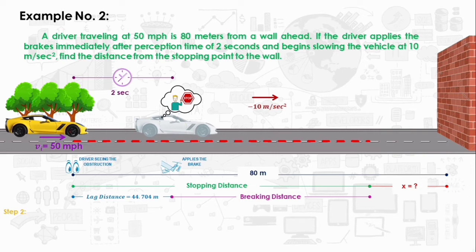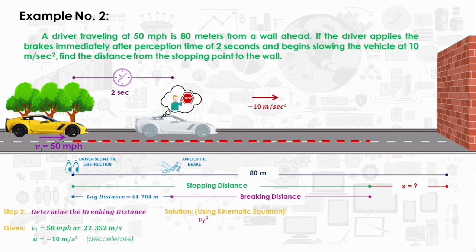After obtaining the lag distance, we have to determine the braking distance given the initial velocity of 22.352 meters per second and deceleration of 10 meters per square second. Since the car has stopped, its final velocity is equal to 0. Using the kinematic equation Vf squared equals Vi squared plus 2ad, we will have 0 squared equals 22.352 squared plus 2 times negative 10 times the braking distance. Therefore, we will obtain a braking distance of 24.98 meters.